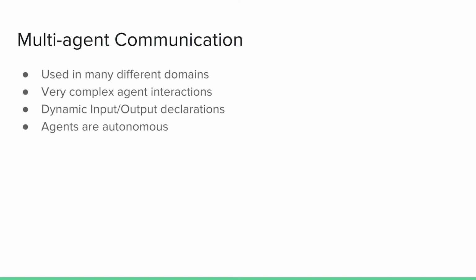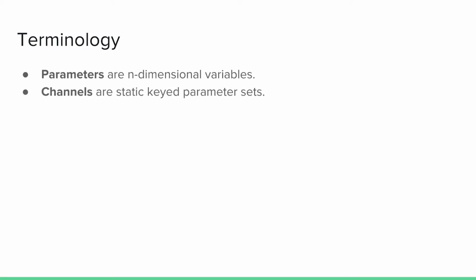So just to clarify a bit of terminology that I'm going to be using, I'm going to spend a bit of time actually explicitly stating what I mean. So a parameter is a variable which can be a scalar or an n-dimensional vector. In MIDI, a parameter would be like pitch or velocity or panning, anything that you could think of in MIDI that's controlled numerically. Then channels are essentially keyed parameter sets. So a channel in the context of MIDI can be like bass or guitar or drums or something.